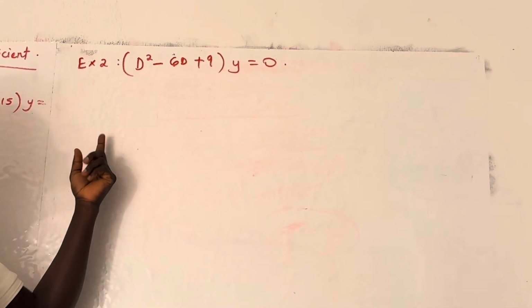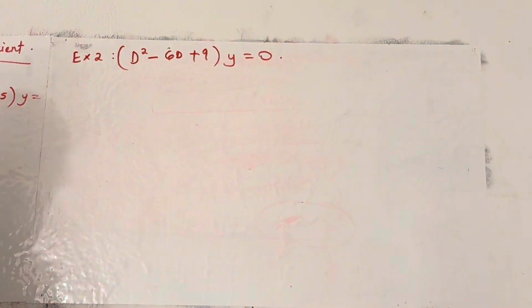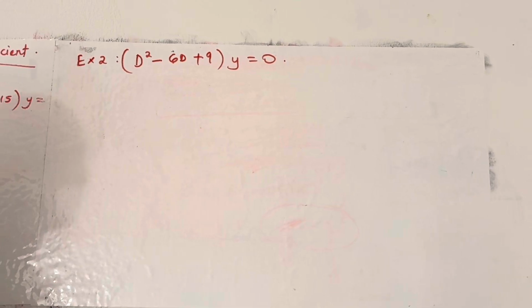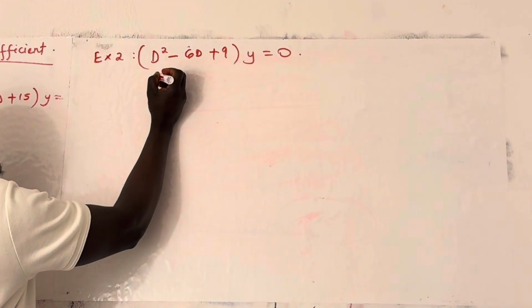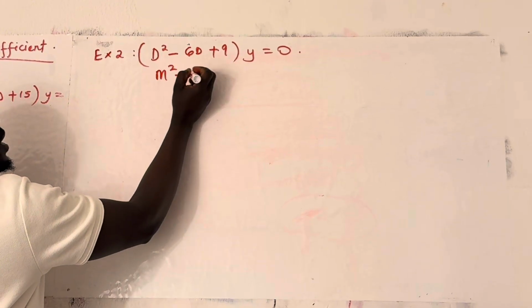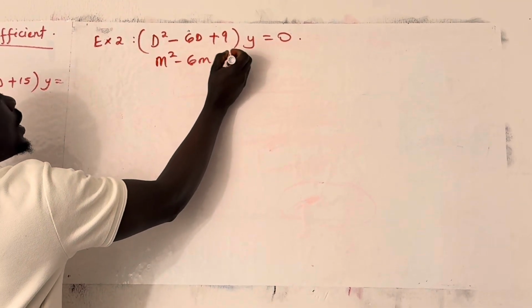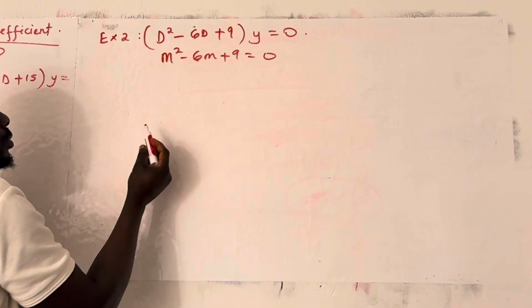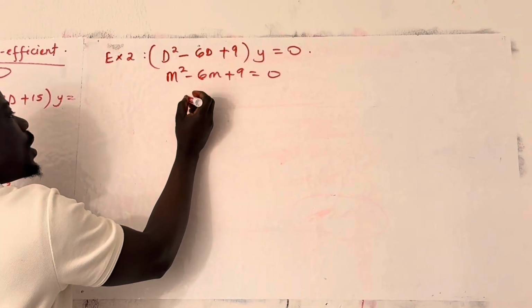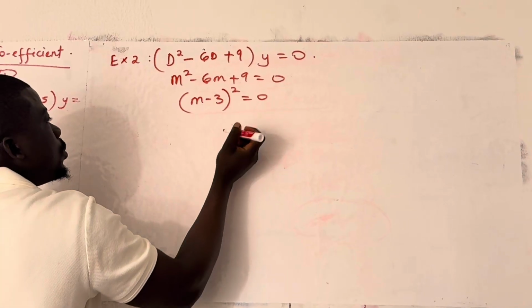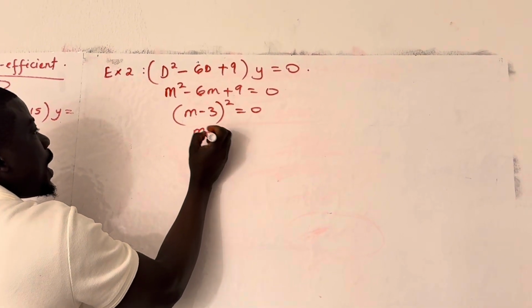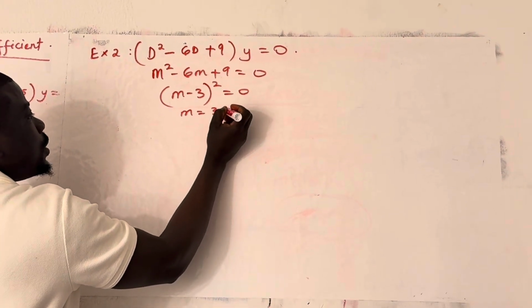So this is another example on our second order differential equation of a constant coefficient. So convert it to a quadratic equation. You have m squared minus 6m plus 9 equals 0. So when you solve this, we have m minus 3 all squared equals 0. So in this case, we have m equal to 3 twice.